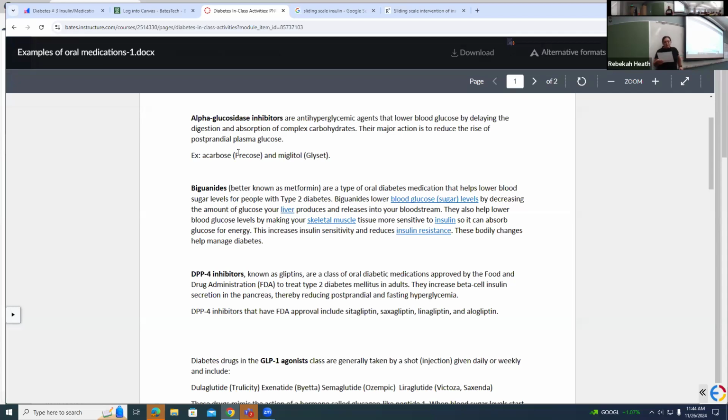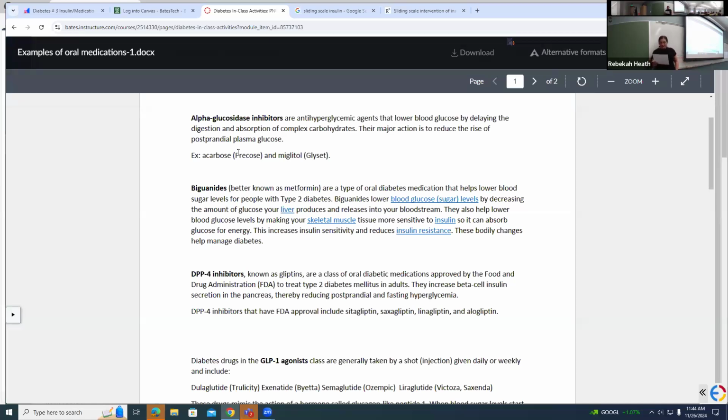So your DPP-4 inhibitors, gliptins, so that might be sitagliptin, saxagliptin, excuse me. They help to increase the insulin production in your pancreas. See how it's kind of interesting how some of them delay your digestion, others help to increase insulin production. So that's going to help lower your blood sugars.